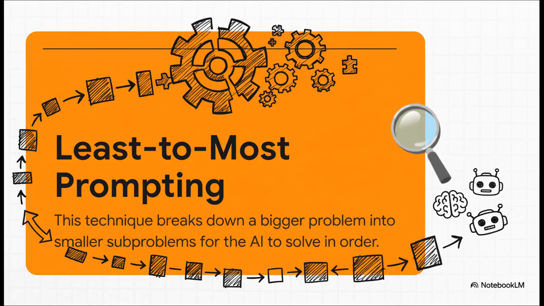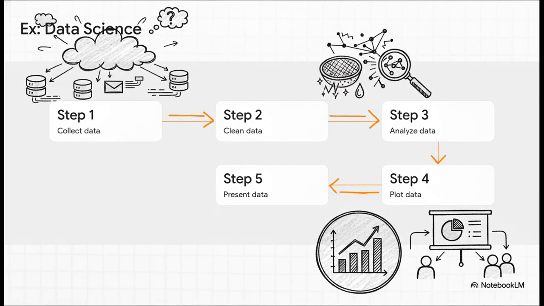The idea is, instead of asking for one giant solution all at once, you get the AI to break the problem down into a series of smaller, much more manageable steps to solve in order. Take something like perform data science. That's a huge, overwhelming request, right? But if you prompt it with something like, how do I perform data science in 5 steps? You're forcing the AI to structure its thinking. And what you get back is a logical, actionable workflow that's way more useful.